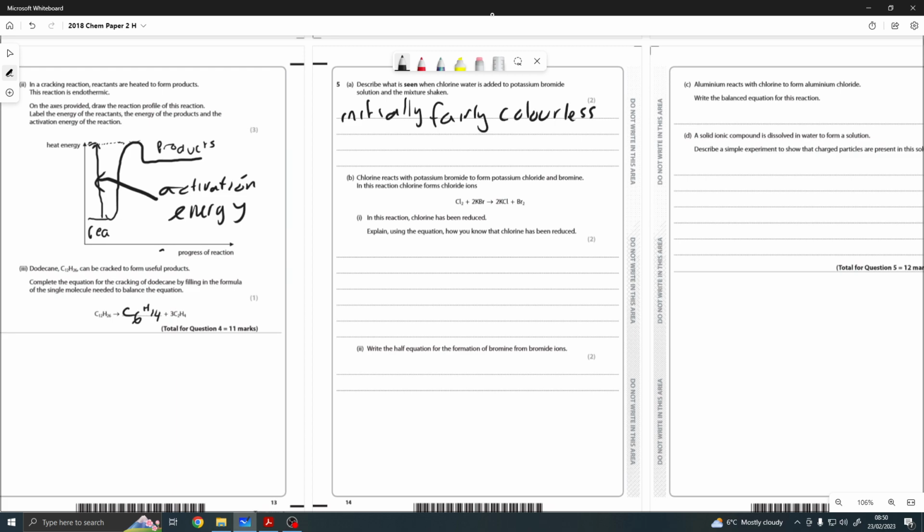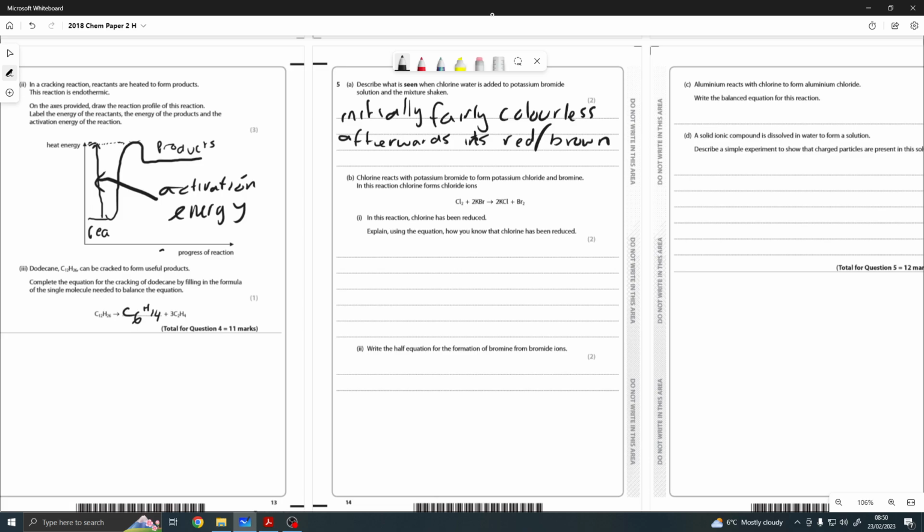It's fairly colourless, but afterwards it's reddy brown, red/brown, which is the bromine colour. Okay, in this reaction chlorine has been reduced. Here it is. You explain using the equation how you know that chlorine has been reduced.